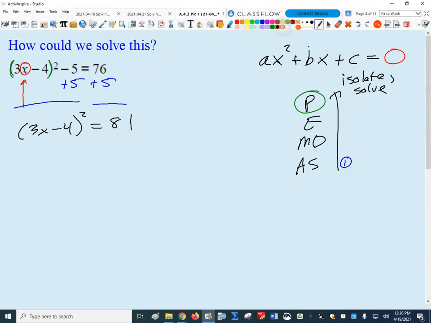Is there any multiplication or division for me to undo outside of parentheses? No, there isn't, right? There's nothing. I don't have to divide both sides by anything, so I can skip that step. Okay, are there any exponents to deal with?